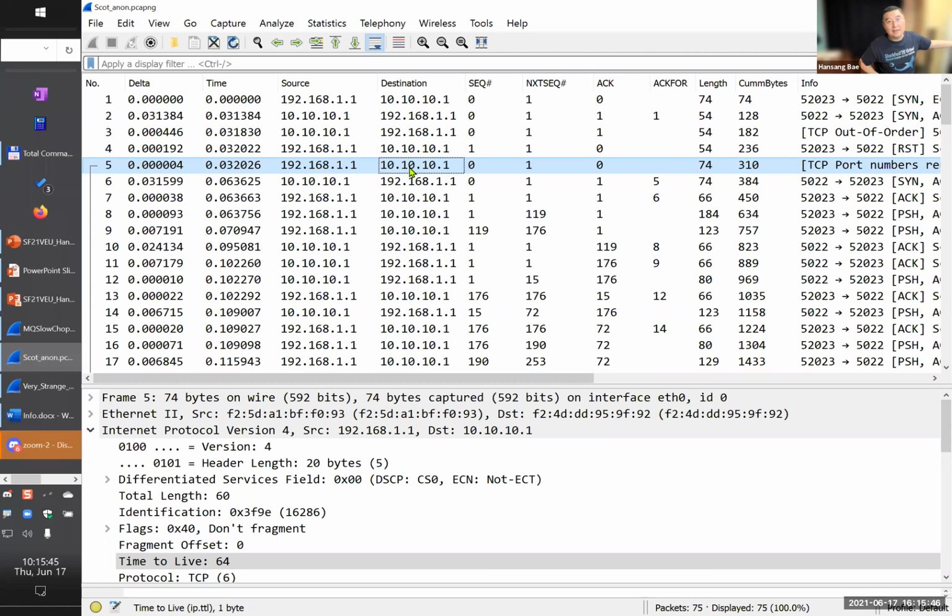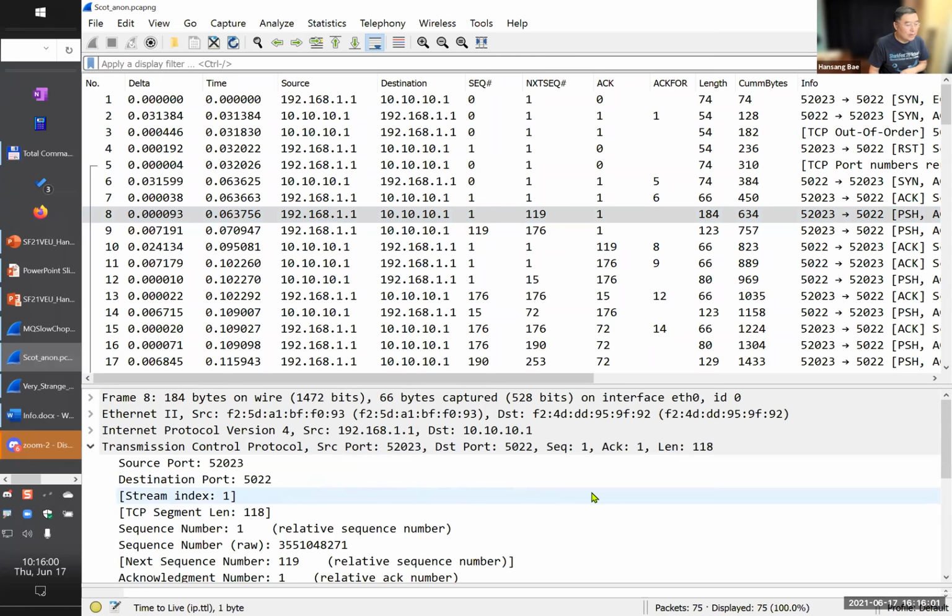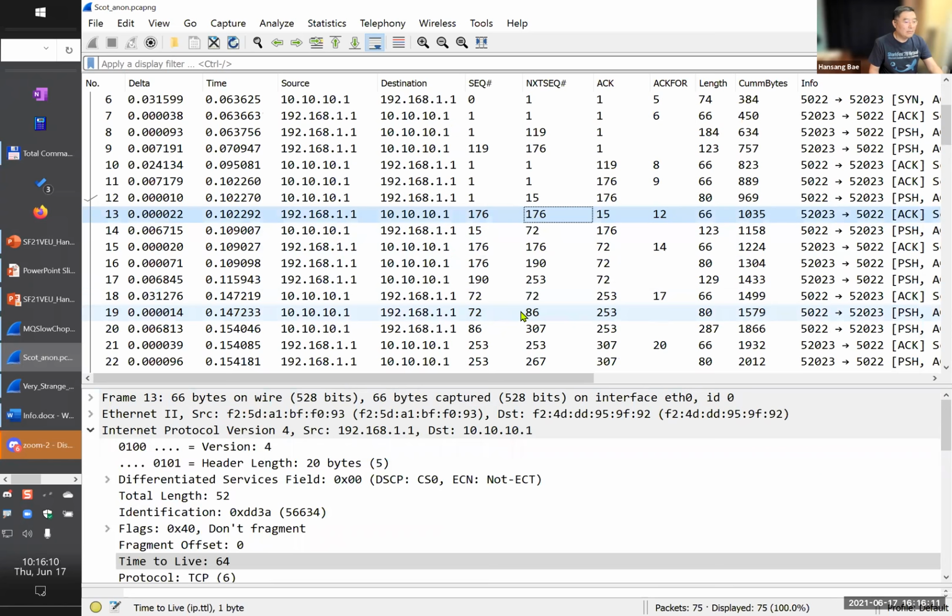So let's get back to the packet trace here. SYN, ACK. Awesome, everything's normal. Window size is fine. I'm sending 1 through 119, so let's close the internet protocol here. I'm sending 118 bytes. So the normal sequence number analysis: 1 to 119, 119 to 176, 176 to 176. Okay, fine, ACK. This is just a naked ACK. 176 again, ACK, 176 to 190, that's good.